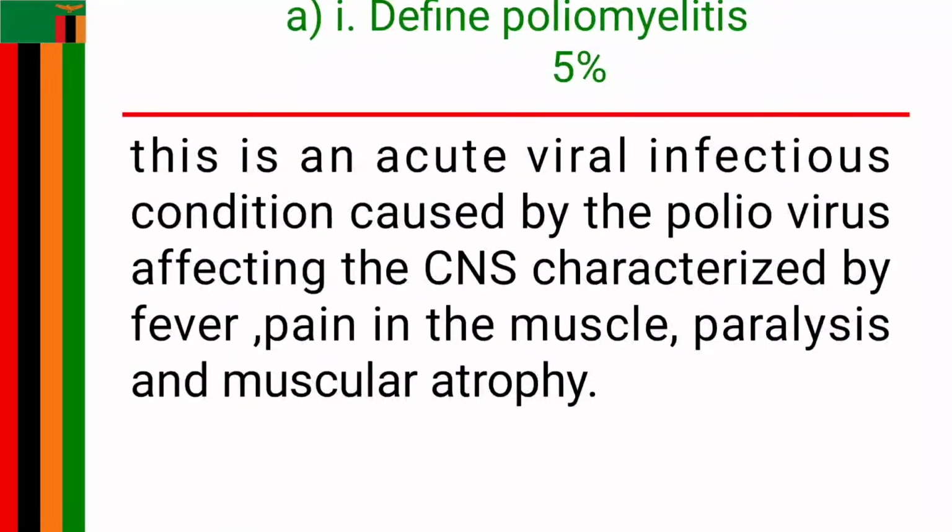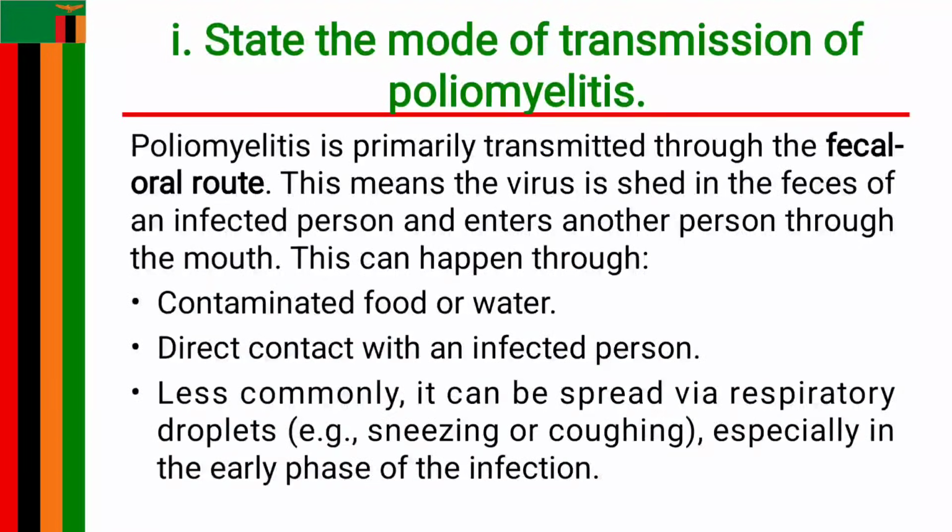Going straight to question A, we can define poliomyelitis as an acute viral infectious condition caused by the polio virus affecting the central nervous system, characterized by fever, pain in the muscles, paralysis, and muscle atrophy. So that is how we can define poliomyelitis. Question B1 says, state the mode of transmission of poliomyelitis.